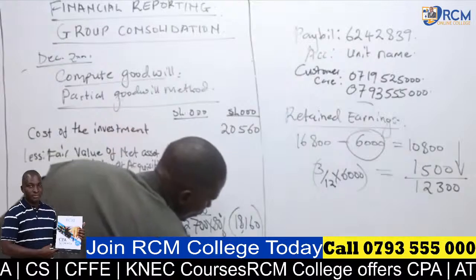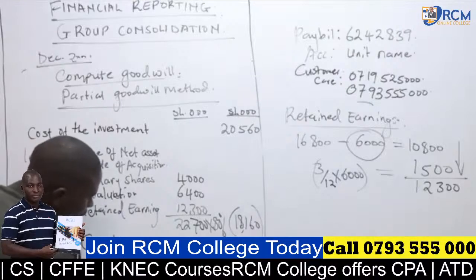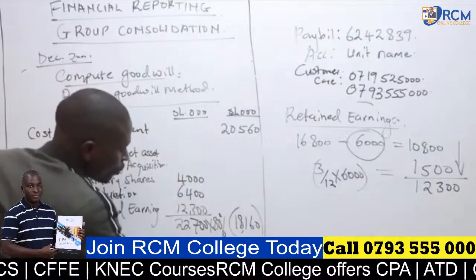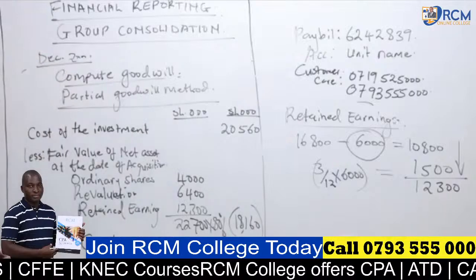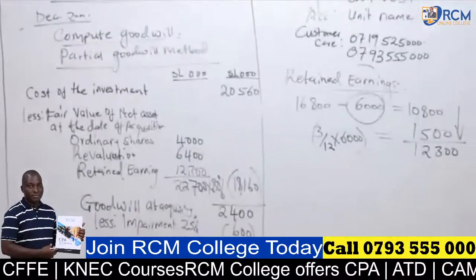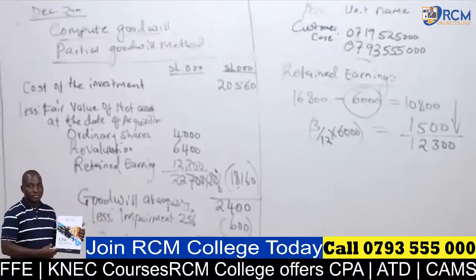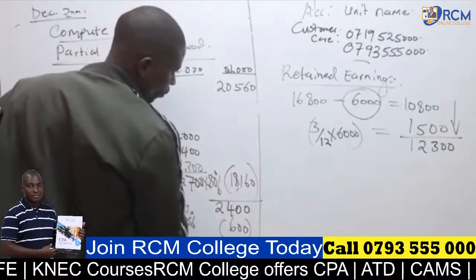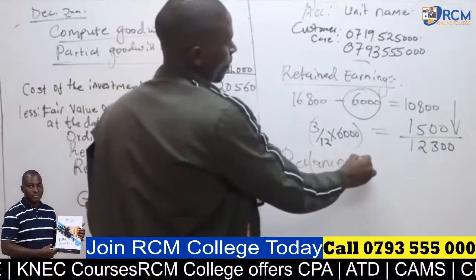So the goodwill at the end, goodwill at reporting, will be 1,800. That will be our goodwill at reporting date. And this is the goodwill, class, please note, that you are going to record at your balance sheet. Ndio utaenda upeleke pale kwa balance sheet.